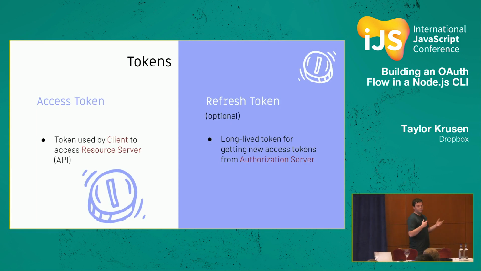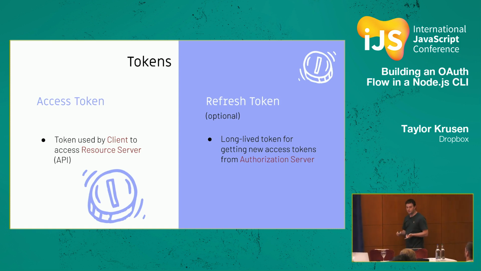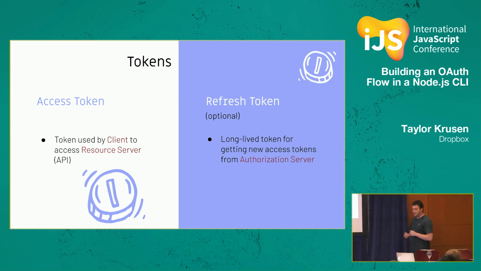Tokens are going to be used as part of our OAuth flow because that's what's actually going to give us access to those protected resources in that resource server. Now, we're going to be using an access token to access those resources. You've probably heard of access tokens before. That's what you pass back to pull data out of an API.